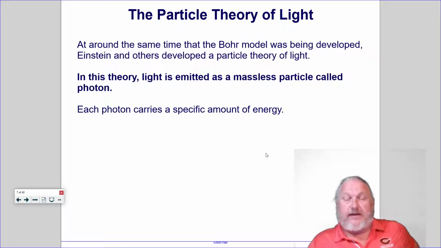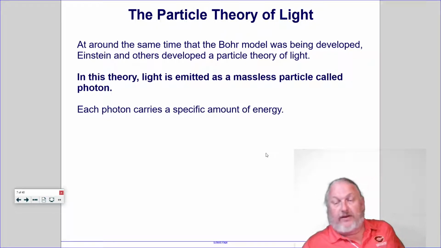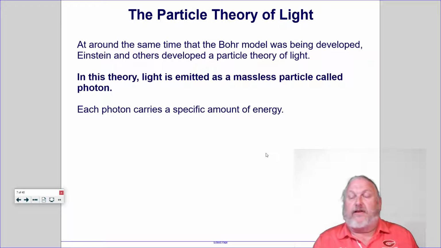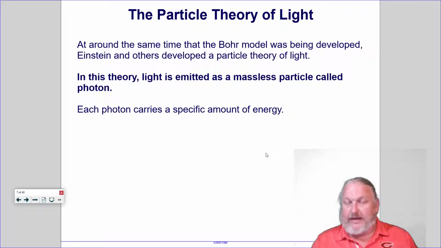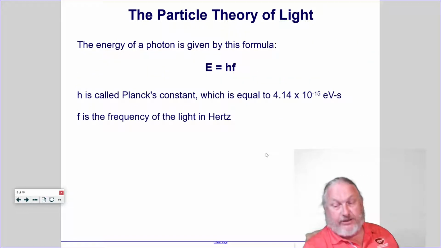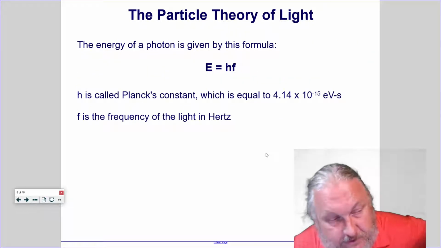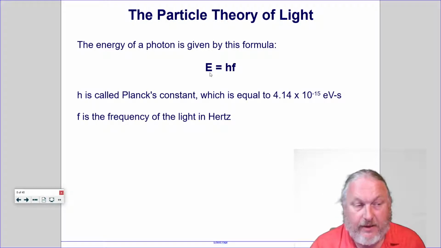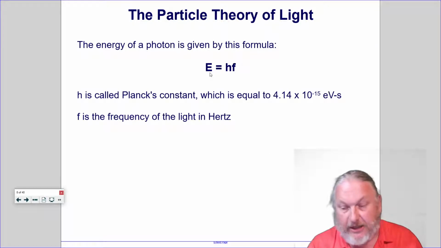Right around the same time that the Bohr model was being developed, Einstein and others developed a particle theory of light. In this theory, light is emitted as a massless particle called a photon. Each photon, though it is massless, carries a specific amount of energy. The energy of the photon is given by this formula: energy equals h times f, where h is a constant we call Planck's constant, equal to 4.14 times 10 to the minus 15 electron volt seconds.